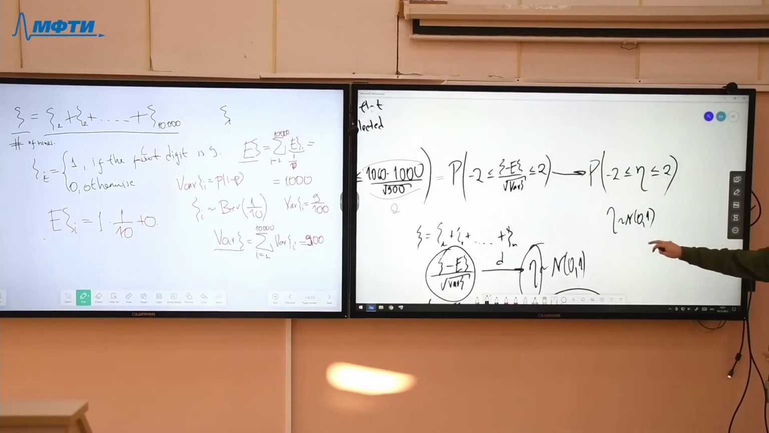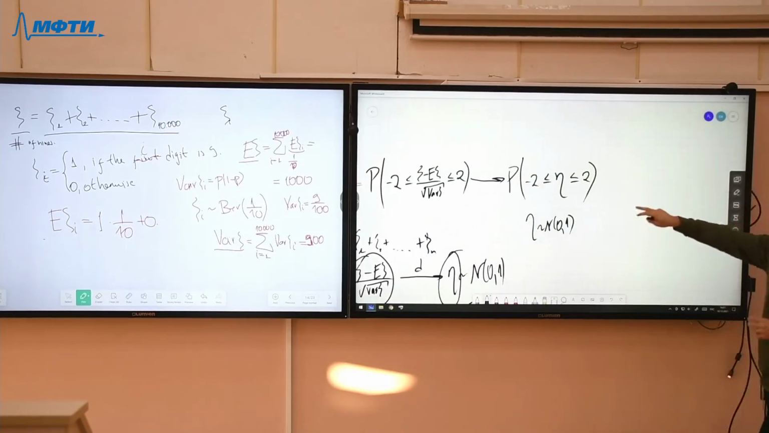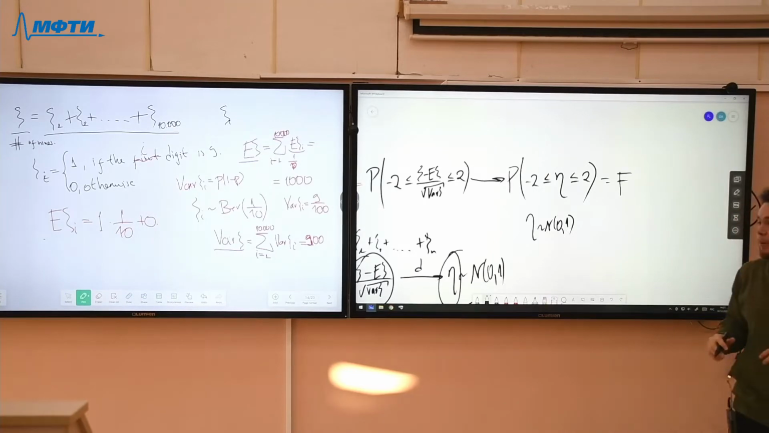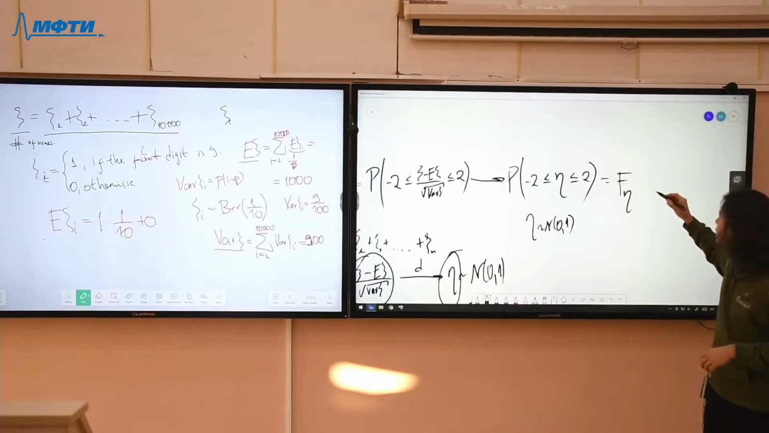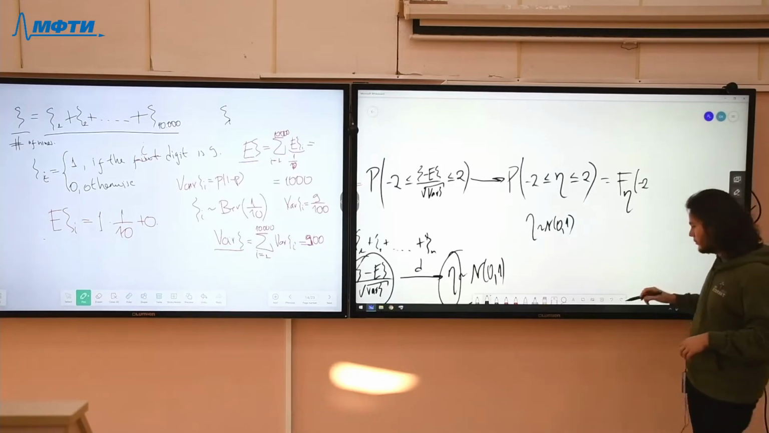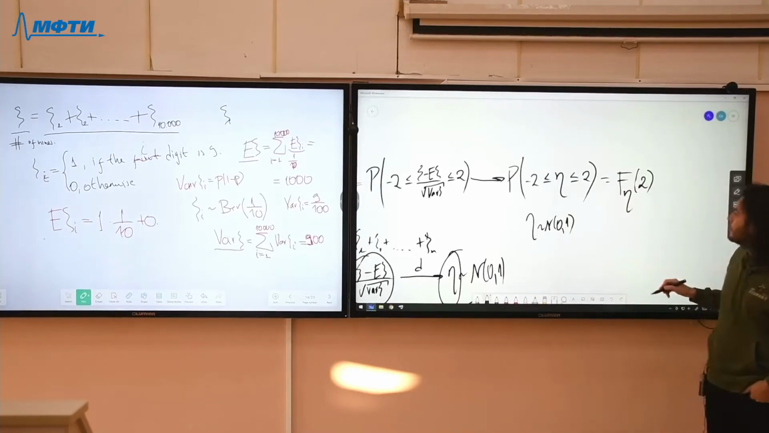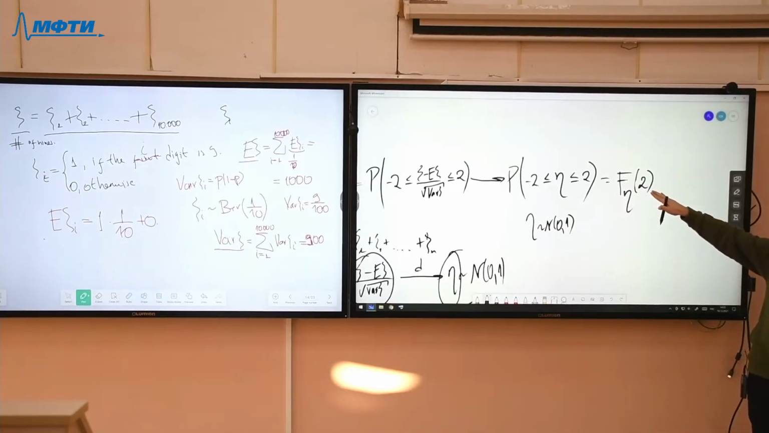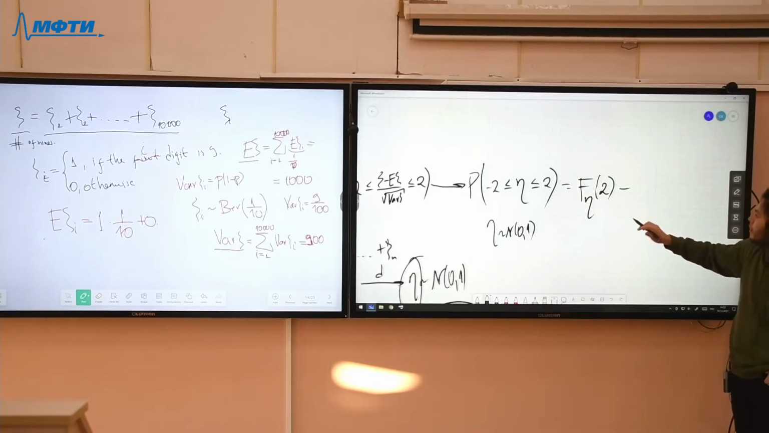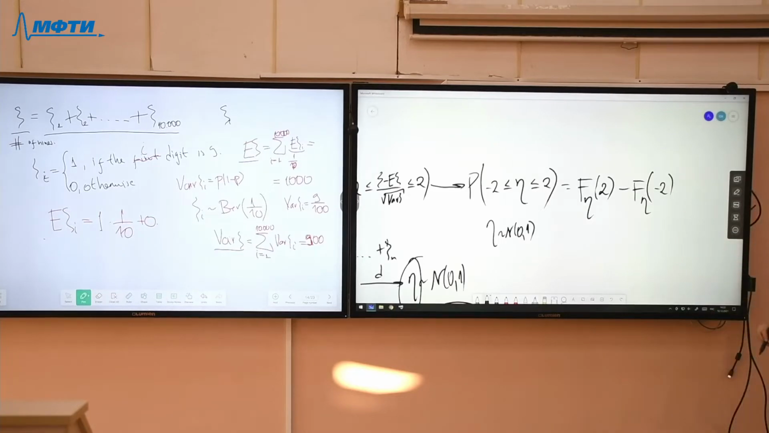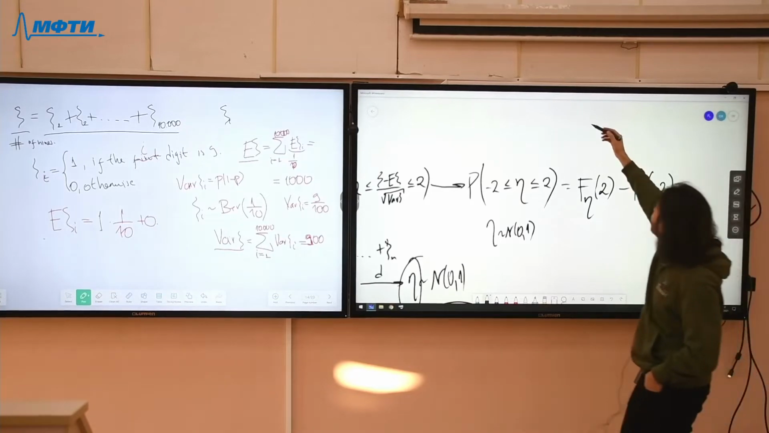So how do we find this probability? This is the distribution function of eta at the point 2, so the probability that eta is less or equal than 2 minus the probability that eta is less or equal than minus 2.